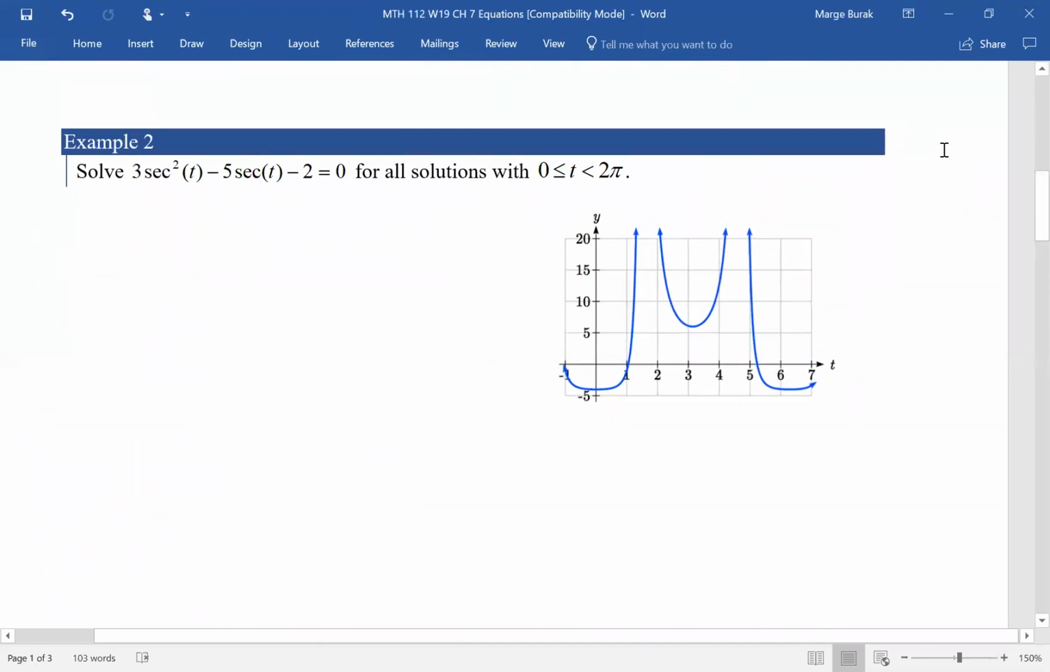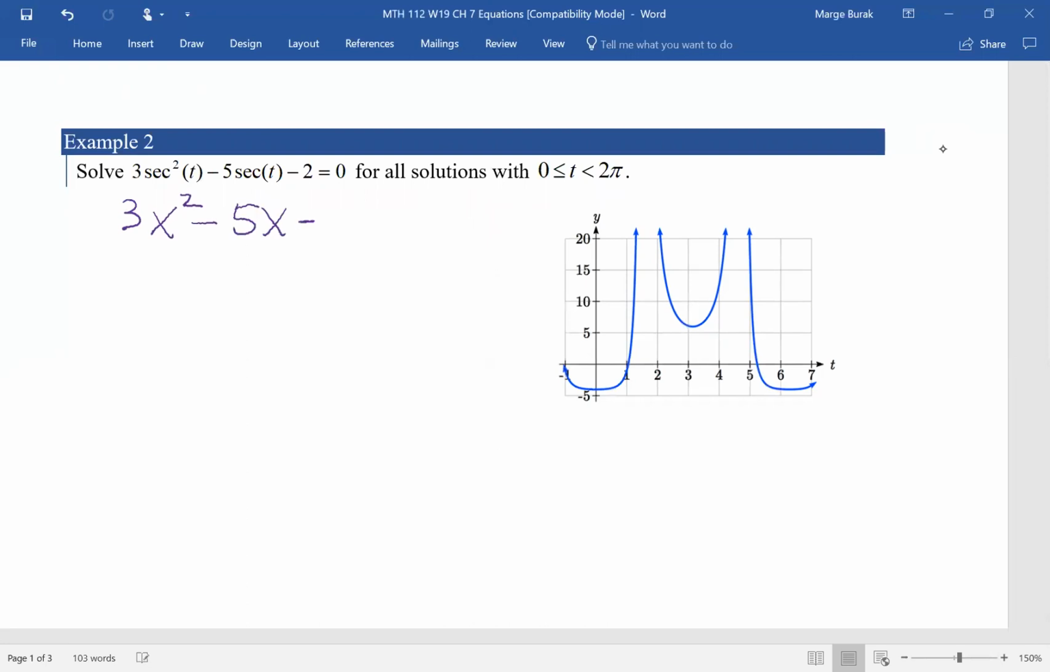Here's our secant function. We've got 3 secant squared t minus 5 secant t minus 2. Okay, that looks like a trinomial, and I'm going to think of secant as x. So 3x squared, so my secant t is going to be my x, minus 5x minus 2. So if you can think of solving a problem like this, and thinking, oh, x is really secant of t, and now secant t squared would be x squared, okay? So then let's factor this.